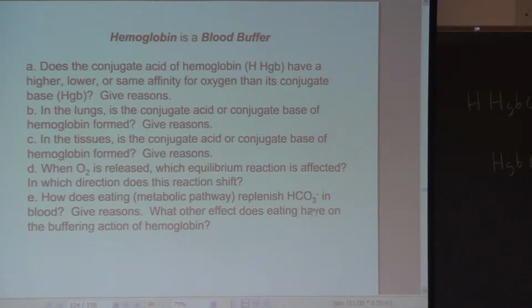Okay, so which form of hemoglobin, the acid form or the basic form, has a higher affinity, in other words, binds oxygen better? Okay, so is it the acid or the base? Why the base?